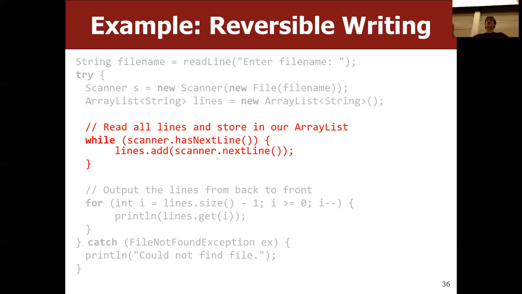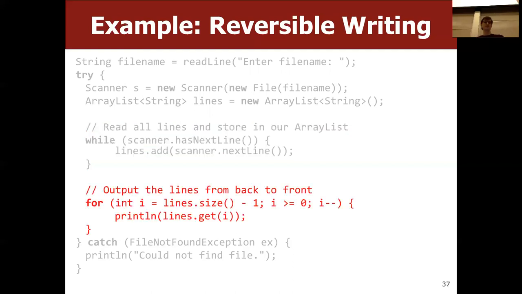And the array list is just going to grow to accommodate however many lines we add to this array list. So once we get past this while loop, the array list will have all the lines in it in order, in the same order that they were in the file. And now if we want to reverse it, we are going to loop from back to front.